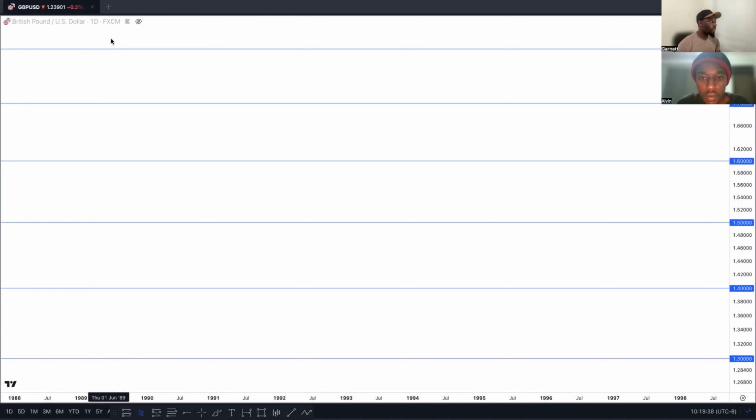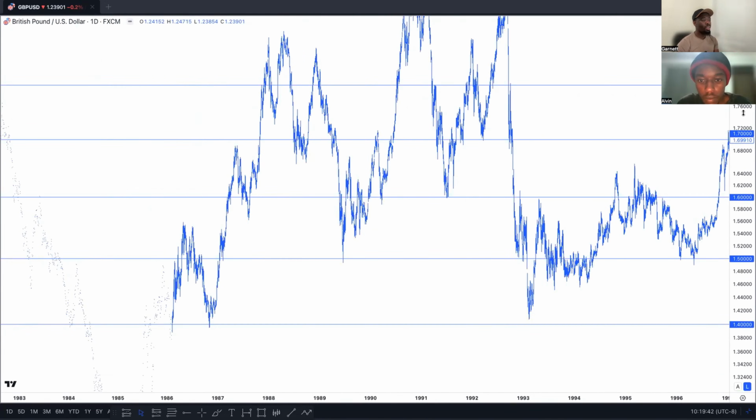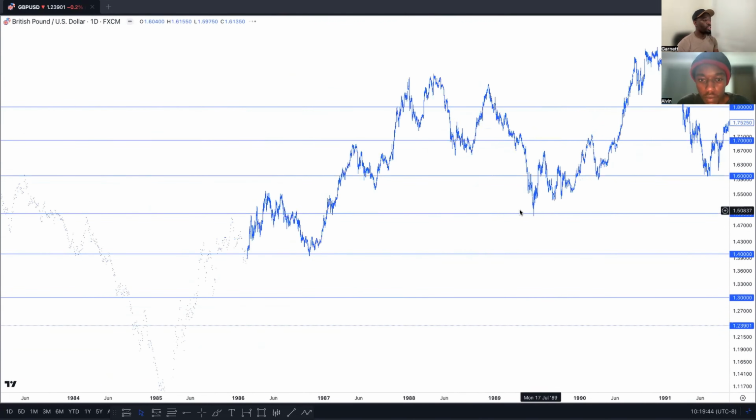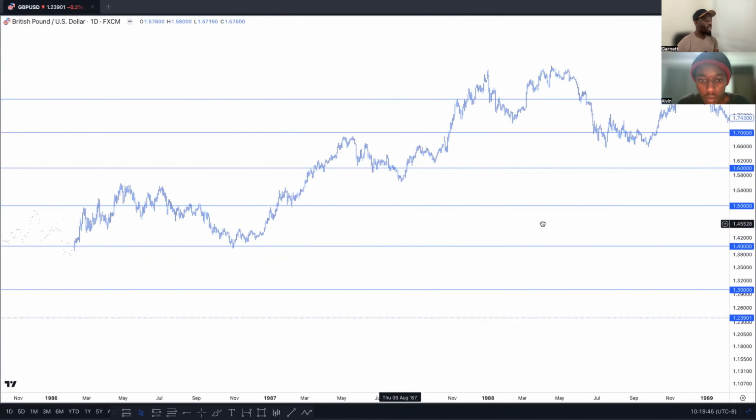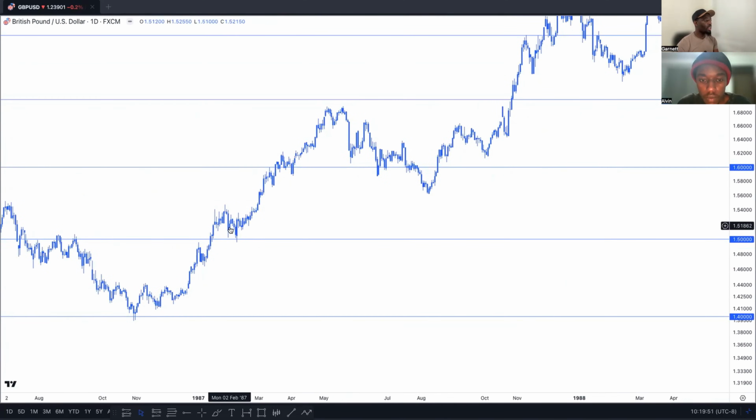So now if you bring your chart again, what you're looking for, you're asking yourself a question. Is it possible for you to see on the daily time frame, for example, the price action from one level to the next?